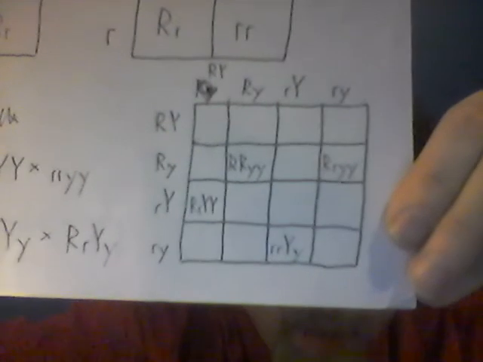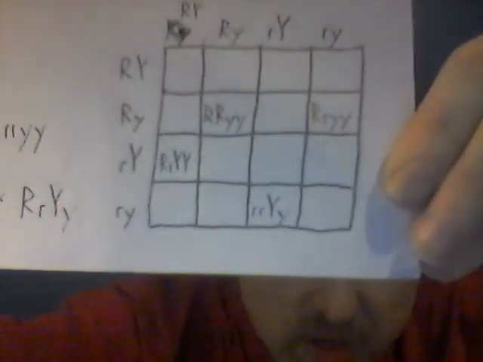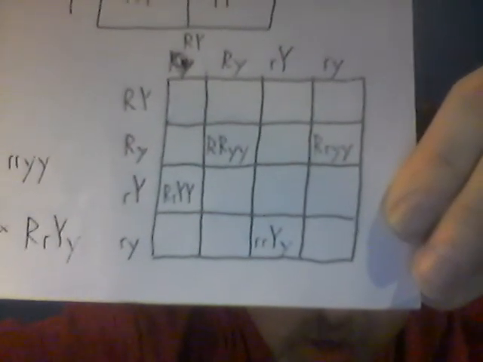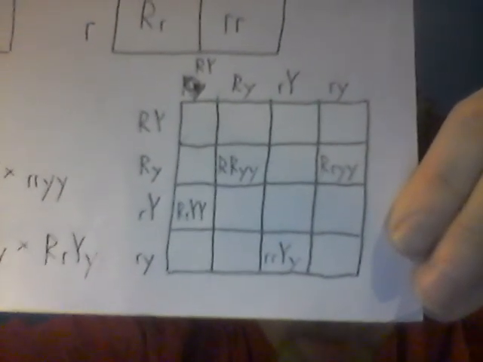Okay, I filled in 4 random ones just to show you possible ways that this could come out. Let's look at the second row, second column. You can see I passed on big R, little y from one and big R, little y from the other, like big R, little y from beside the row, big R, little y from above the column. I ended up with a plant that was homozygous dominant for texture and homozygous recessive for color. This is a wrinkly green pea.